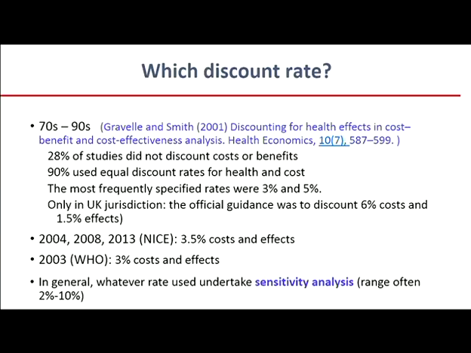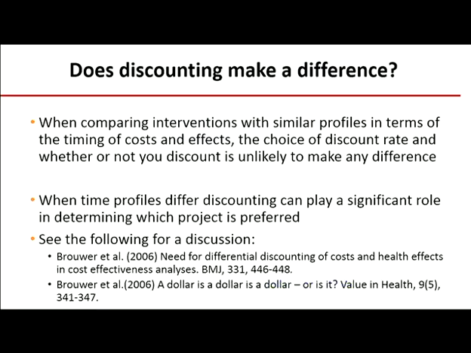Anyway, in this study, in case you have the reference there and you want to have a look at it, almost all of them that were using discount rates used exactly the same one for health and costs. The more frequent rates were 3% and 5%, and only in the UK, actually, the official guidance was to discount 6% on costs, and I thought that was 3.5 in effect. I'm going to check if this is according to what the study says. But then they moved to having 3.5% on both sides, basically.